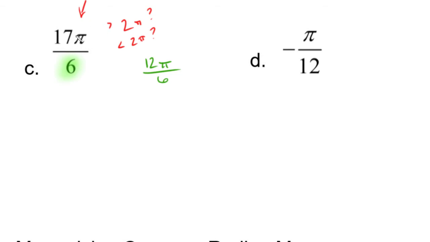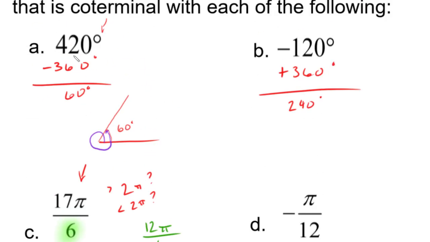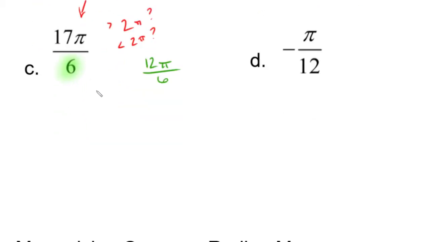So what we need to do is subtract 2 pi, a full rotation, to get a coterminal angle, just like we did here. You subtract full rotations or add full rotations to get coterminal angles. So in our case, we're going to take 17 pi over 6 and subtract 12 pi over 6, which is 2 pi. And you will get 5 pi over 6.